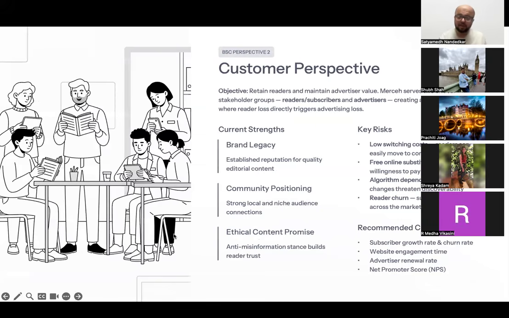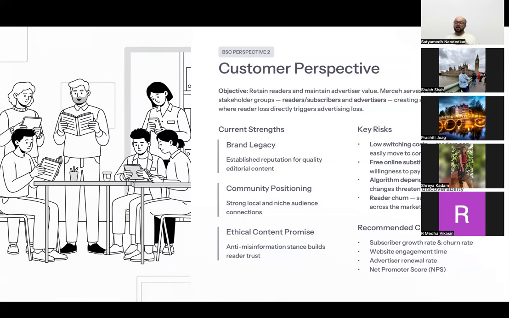When we are talking about the customer perspective, I think right now, because the magazine and the publication has been in the news, has been there for the last 60 years, there is brand legacy. It has positioned itself as connecting with the local community and niche local audience connections. At the same time, there is a promise that they don't publish any misinformation. But yes, from a customer's perspective, the challenges remain: low switching cost, free online substitutes, algorithm dependency, and reader churn.